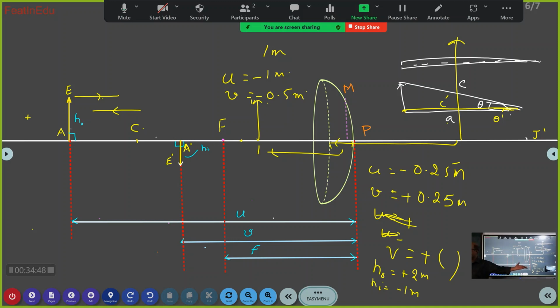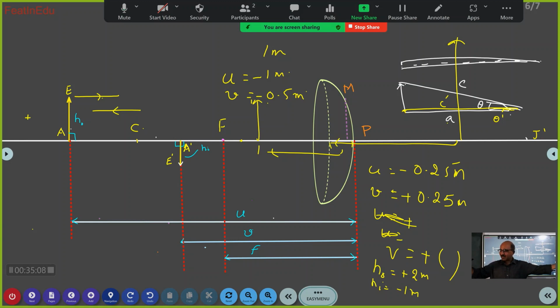Everything is in the sign. U is equal to minus, it is very easy to guess: that means the object is in front of the mirror. V is equal to plus: the image is behind the mirror.